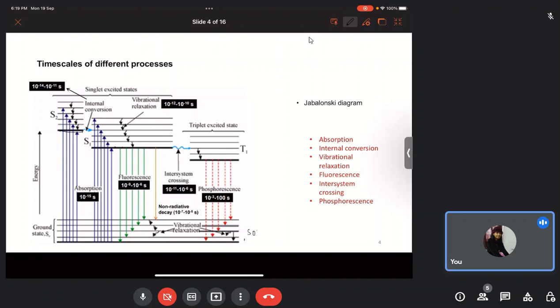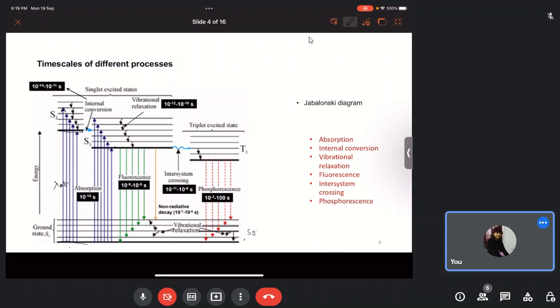Any excitation of an electron from the singlet ground state to any of the singlet excited states upon irradiation by electromagnetic radiation is called absorption. And it can go from the lowest vibrational level of the S0 state to any of the vibrational states of the singlet excited states. That's what is shown by the first arrow here.